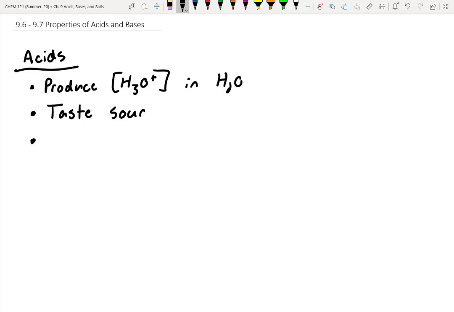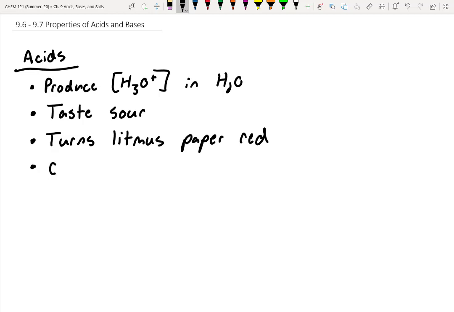The other thing is you can test acids and bases with litmus paper. If we had an in-person lab, we could see this, but it turns litmus paper red. It's a really quick way to determine if some unknown solution is acidic or basic: just put a drop of the solution on litmus paper. If it turns red, it's acidic. If it turns blue, it's basic. It's really nice.